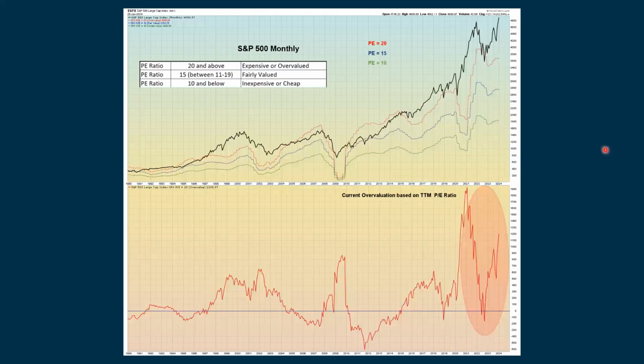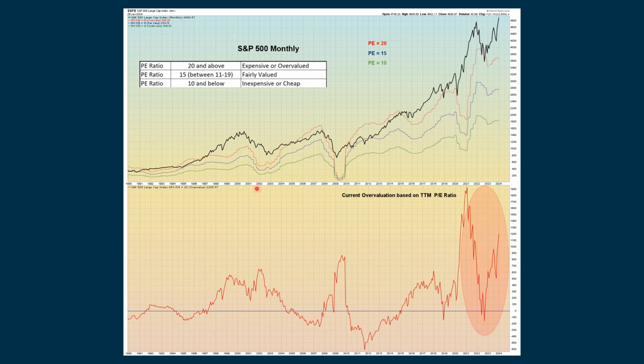The first chart that we look at uses a thing called the PE ratio, and these are static numbers of 10, 15, and 20. Anytime we are 20 or above, the market is considered to be expensive. We have the black line on top, which is the S&P 500, and that is well above the red line, which is the PE ratio of 20. To get a little bit closer look, I have the value of the S&P and the PE ratio of 20 down below. When we're above this zero line, that means that we're expensive. So on a historical basis, the S&P continues to be expensive.